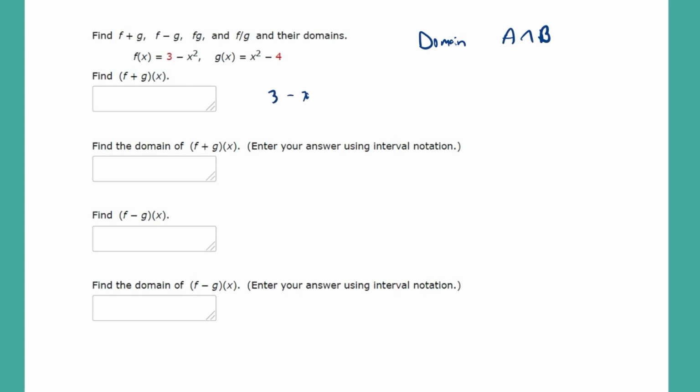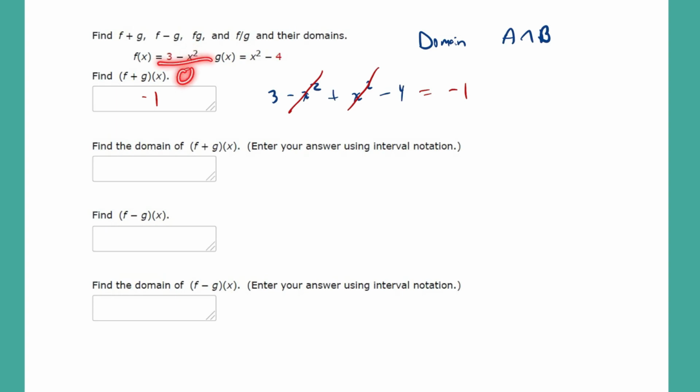So when we add these two functions together, we have 3 minus x squared plus x squared minus 4. These cancel, and you're left with negative 1. So that would just be negative 1. And the domain of this function is all real numbers because there's no restrictions on what x can be.